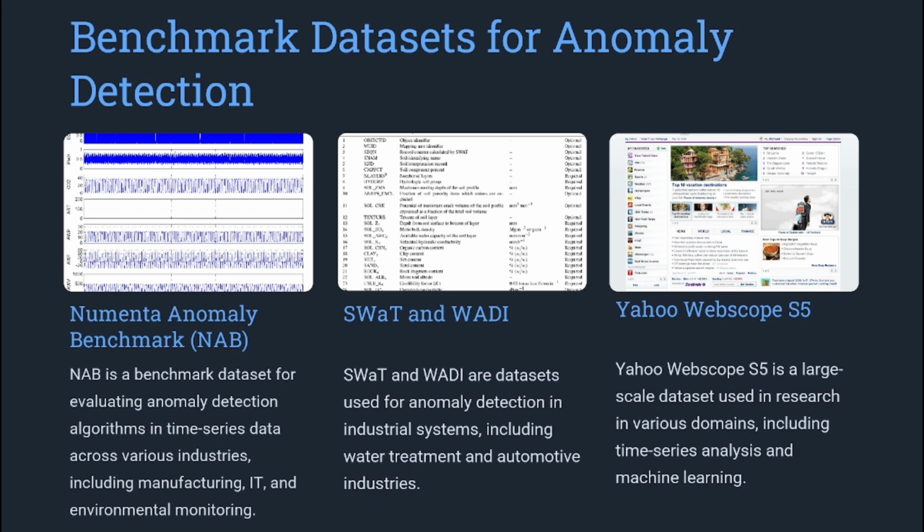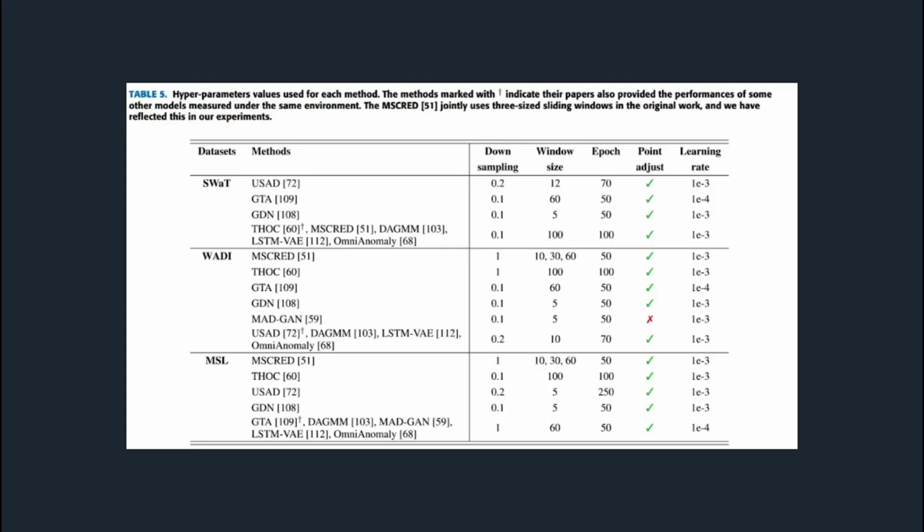SWaT and WADI are datasets used for anomaly detection in industrial systems, including water treatment and automotive industries. We can also use Yahoo WebScope S5. Yahoo WebScope S5 is a large-scale dataset used in research in various domains, including time series analysis and machine learning.